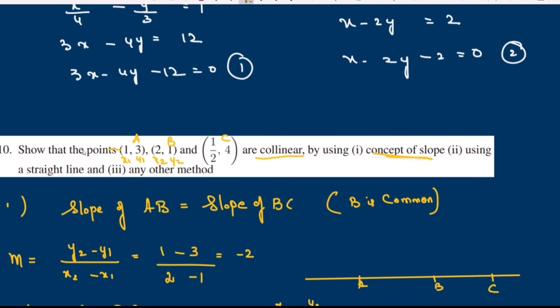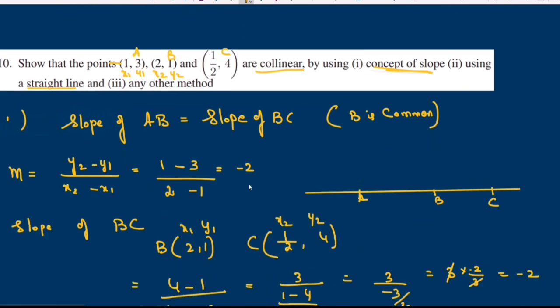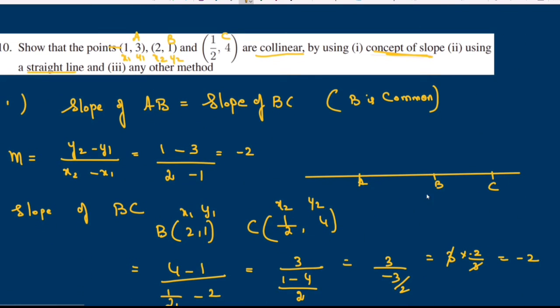Next is using a straight line. So we have to find the equation of a straight line. Using that we have to prove the 3 points are collinear. The 3 points are on a line. So let us take the first 2 points. See, A and B form the equation of a line. We are not using slope here. We are going to find the equation of the line. Then we are going to prove the third point is lying on this line.